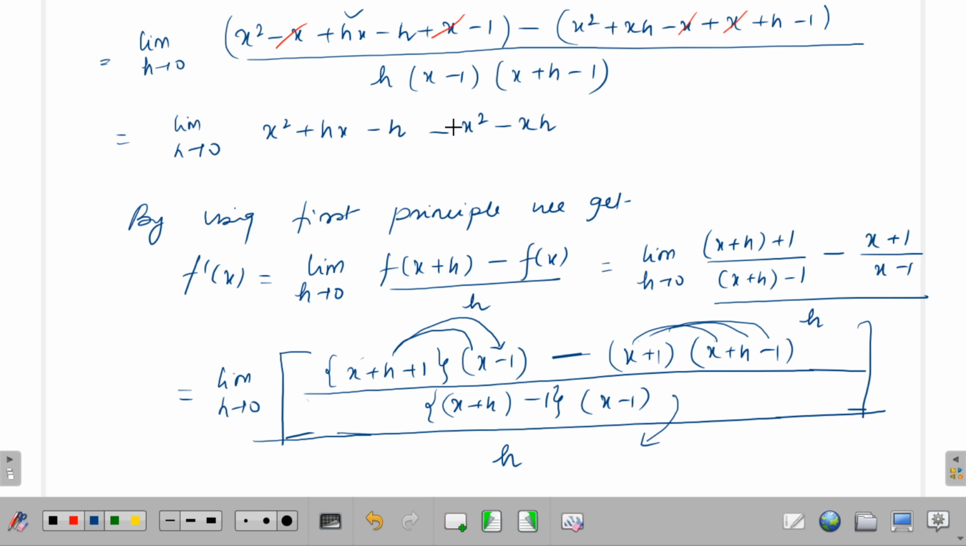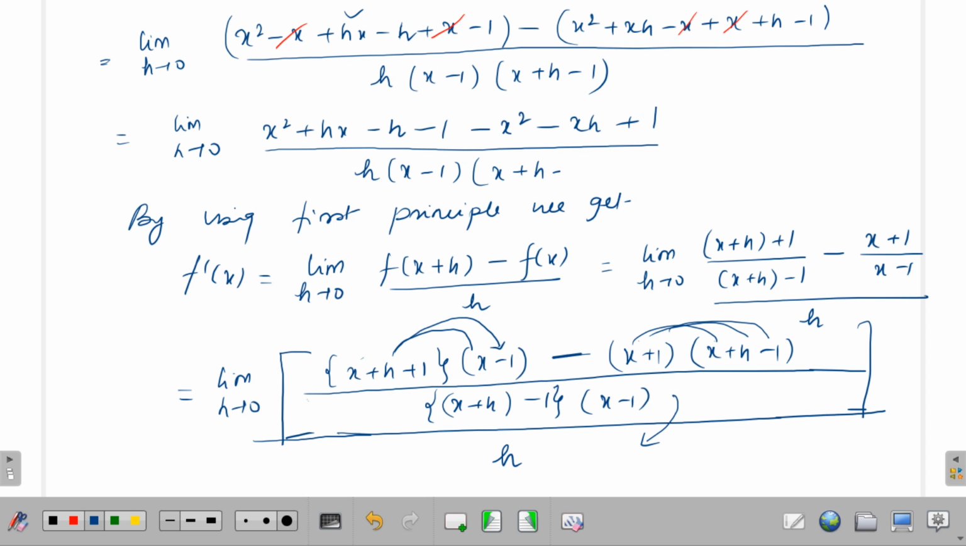Oh, I totally forgot about minus 1 also. Okay, let me do it again, sorry for that. Over here I got minus 1, I totally forgot it. So I got here minus x square minus xh, minus into minus is plus 1. I got till there. Alright, so I got here divided by h, and I got here x minus 1 and x plus h minus 1.